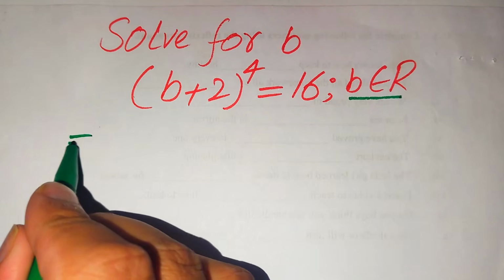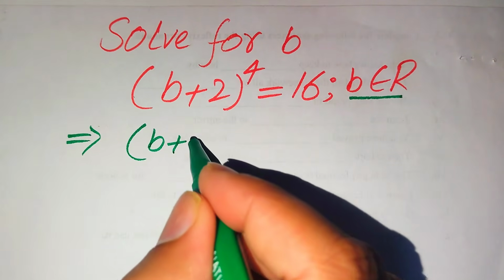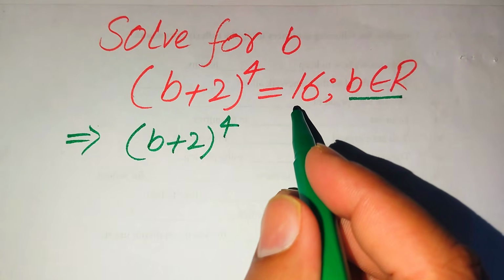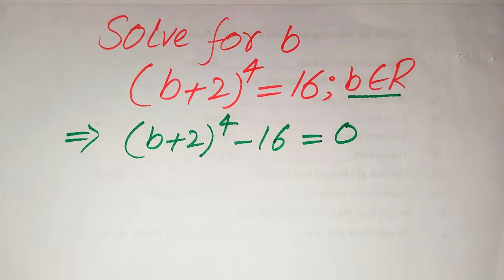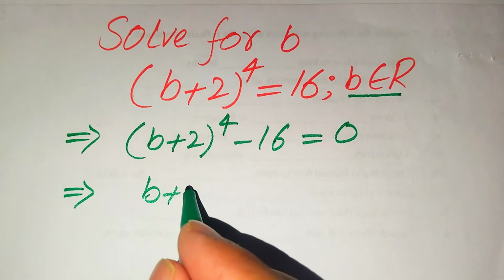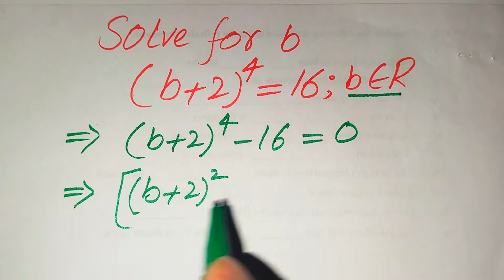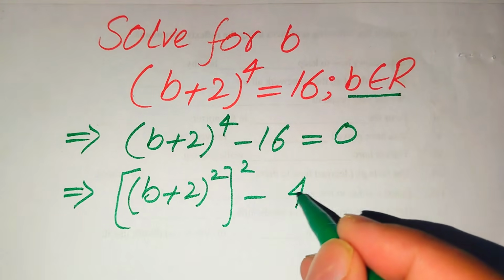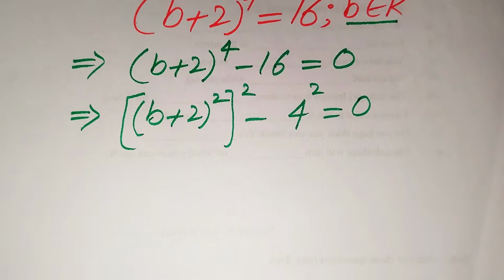So the very first thing we are going to do is move the term 16 from the right hand side to the left hand side. It will be written as (b+2)^4, and when we move 16 to the left hand side, it becomes minus 16, and this whole equation is equal to 0. We rewrite (b+2)^4 as ((b+2)^2)^2 minus 16, and we write 16 as 4 squared.